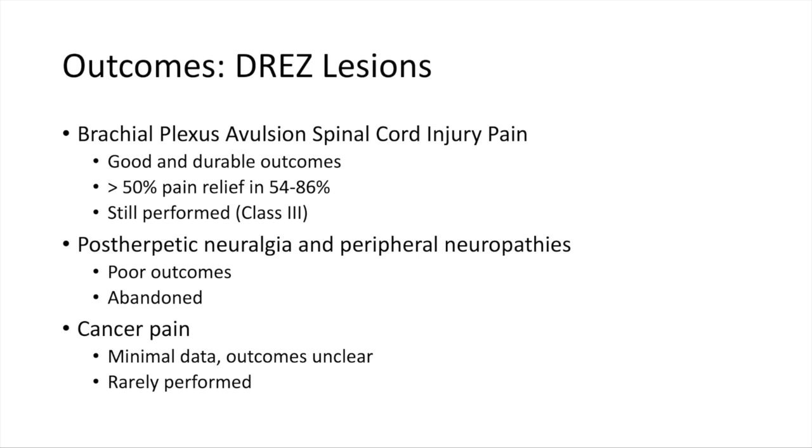Patients with brachial plexus avulsion injuries and traumatic spinal cord injuries tended to have the best responses to DREZ, whereas patients with postherpetic neuralgia and peripheral neuropathies had the worst. Outcomes for patients with brachial plexus injuries were quite consistent across series, with more than 50% reduction in reported pain levels in from 54 to 86% of patients.